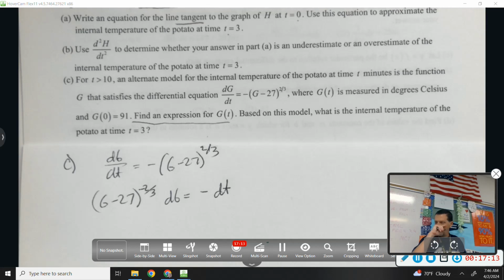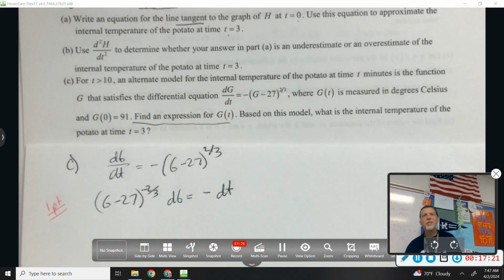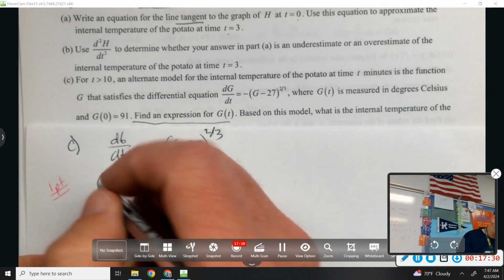Almost always in these differential equations free response questions, you get a point for separating. Seems very generous. It's the only time I feel like they're that generous. Like, all right, separated, good work. Here's a point. Well done. Now let's integrate.